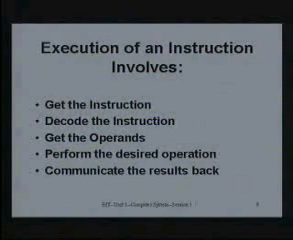For that there need to be certain steps followed for execution of an instruction, and those steps are: first get the instruction itself, decode that particular instruction, then get the set of operands on which the given operation is to be performed, perform the desired operation and communicate the results back to you. But how will these operations be performed? If all these operations are to be performed, they are to be performed by a set of units or set of components which exist in a computer. So let us look into those components.